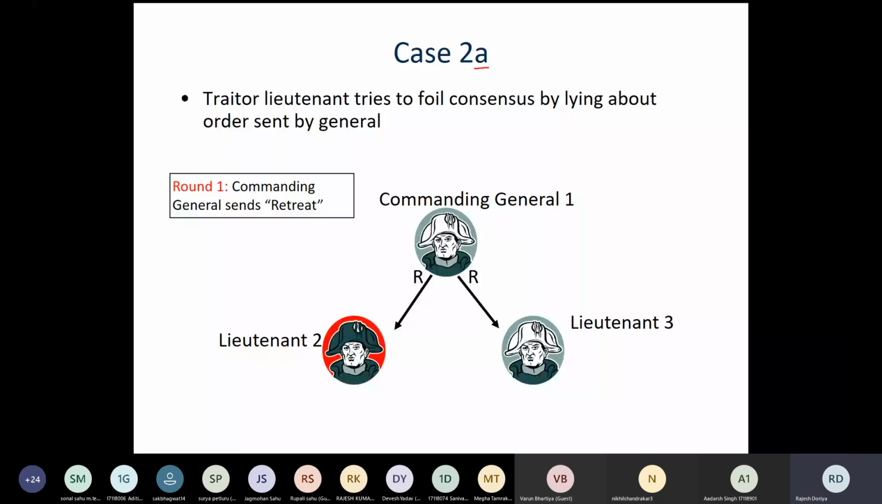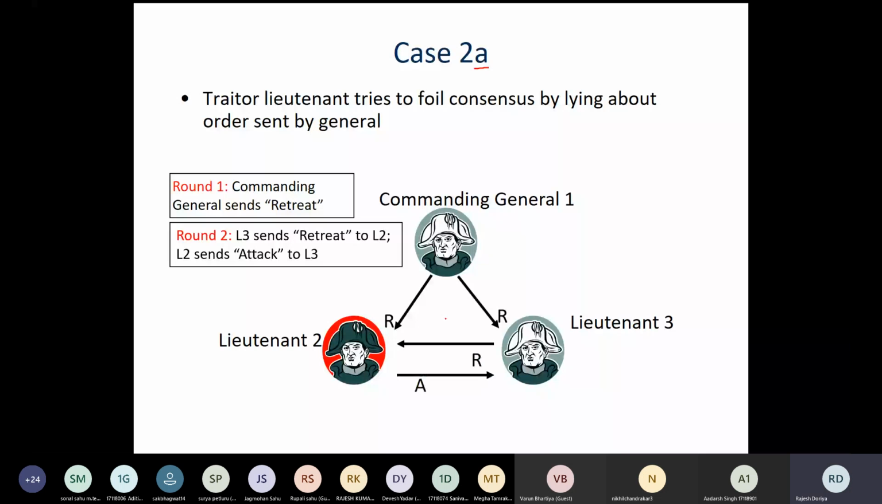Then this time L3 sends retreat to L2 and L2 sends attack to L3. So you can see that L3 is sending the exact instructions which he has received from the commanding general. But since L2 is a faulty one, it is trying to foil the party by changing the message. So this faulty process, the traitor, is sending the message after alteration. So he is sending attack.